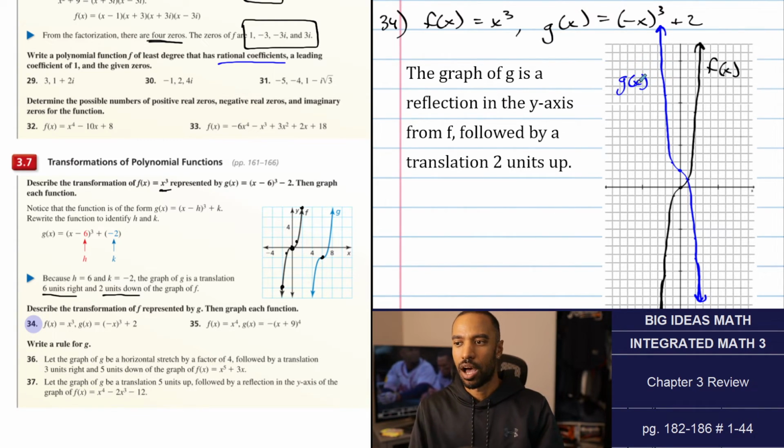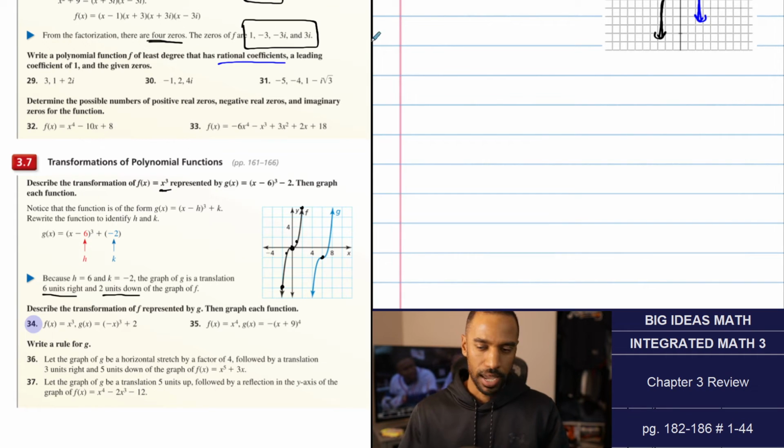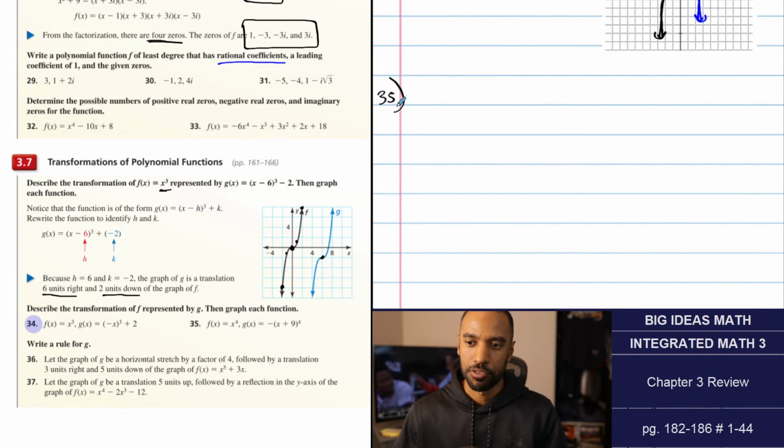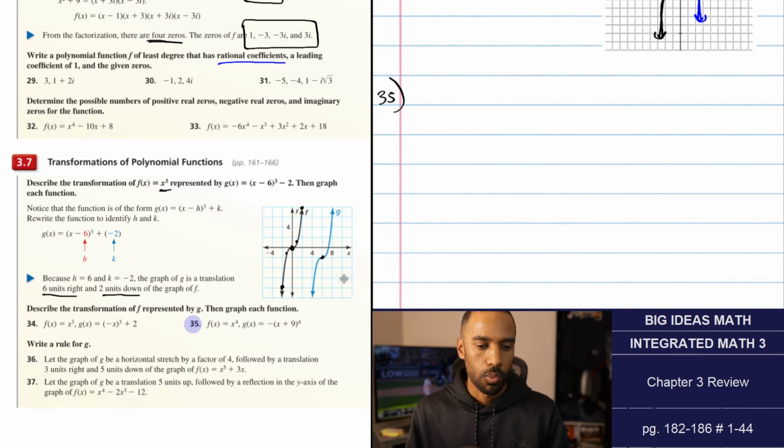Okay, I can't often do the copy paste thing if there's a vertical stretch of some sort, so we'll see if that happens on the next one. It doesn't look like that on the next one. Number 35, so we can probably still do more of the same. Number 35. We have f of x equals x to the 4th.